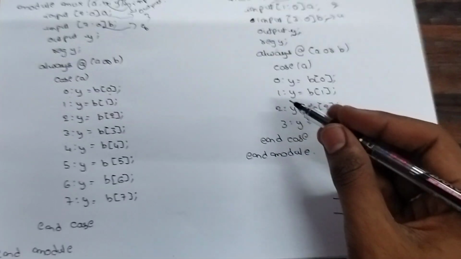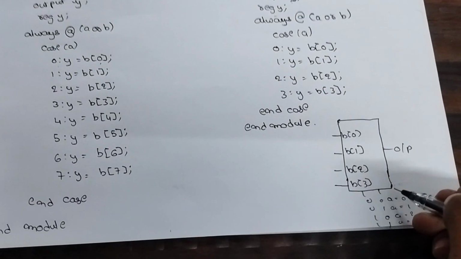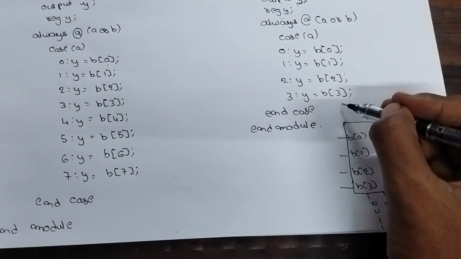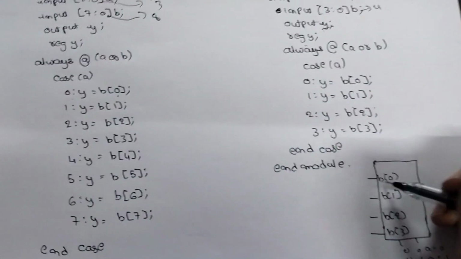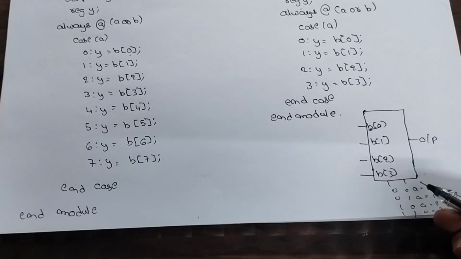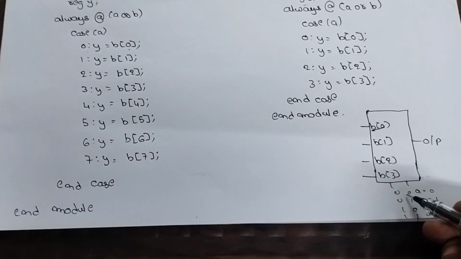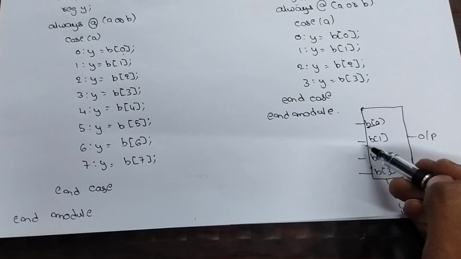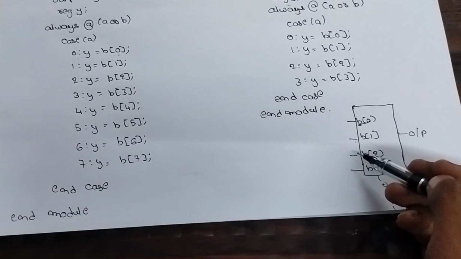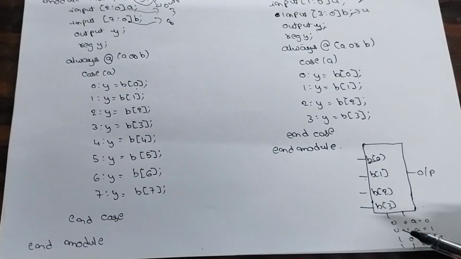If the select line, that is a, is 0 0, then the output should be taken as b of 0. Then if a is 1, that is the select line is 0 1, then the output should be taken as b of 1. So in this same way the others will work. So by this program, the 4:1 multiplexer is going to work.